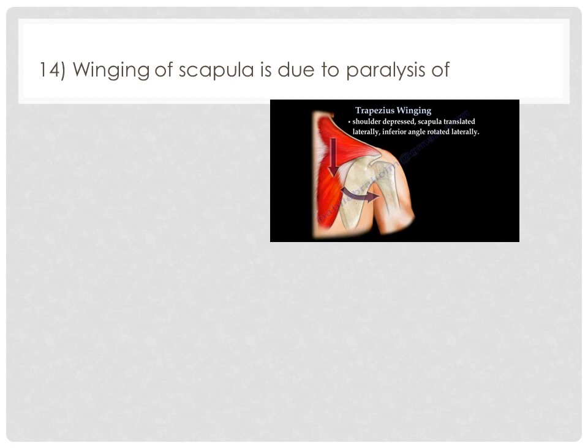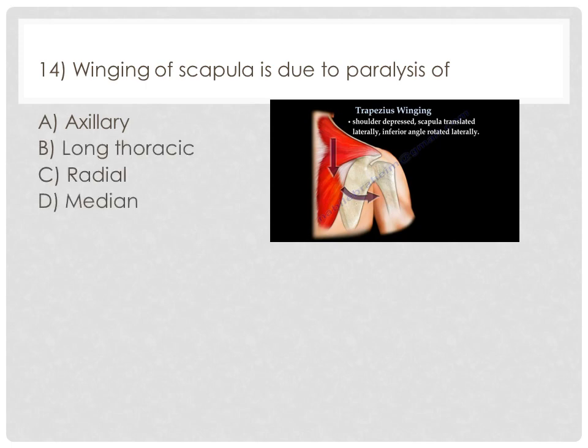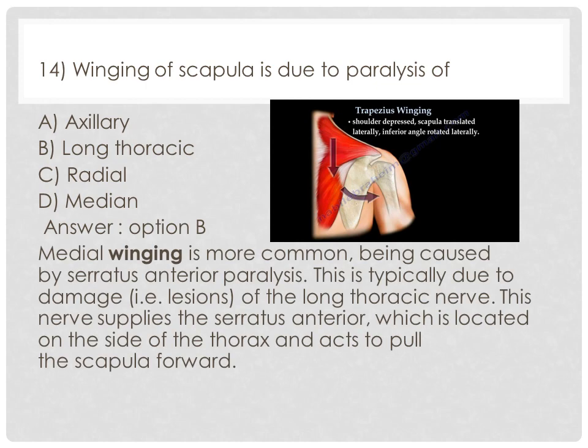Winging of scapula is due to paralysis of. The options are A. Axillary, B. Long thoracic, C. Radial, and D. Medial. And the answer is option B. Long thoracic. We will see what is winging.